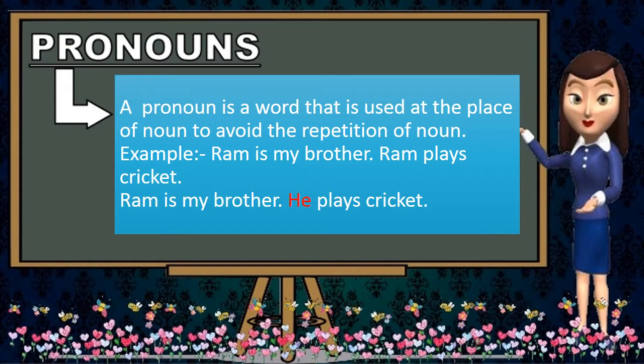As given in example, Ram is my brother. Ram plays cricket. Here we have used Ram 2 times, and second time in next sentence we have used here he at the place of Ram. So we have used here he pronoun to avoid the repetition of Ram. So we use pronoun at the place of noun to avoid repetition of nouns.